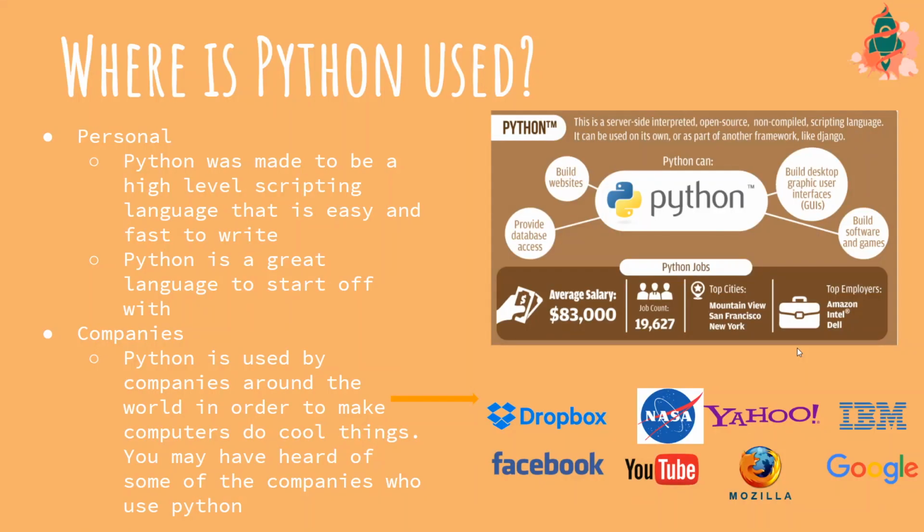Python was made to be a high-level scripting language that is easy and fast to write. It is also a good way for beginners to learn, and many people use Python as their first language. Additionally, learning Python is very useful since it's used by several companies. How many of you have heard of any of the companies to the right? Well, all of them use Python quite a bit in order to create their applications.